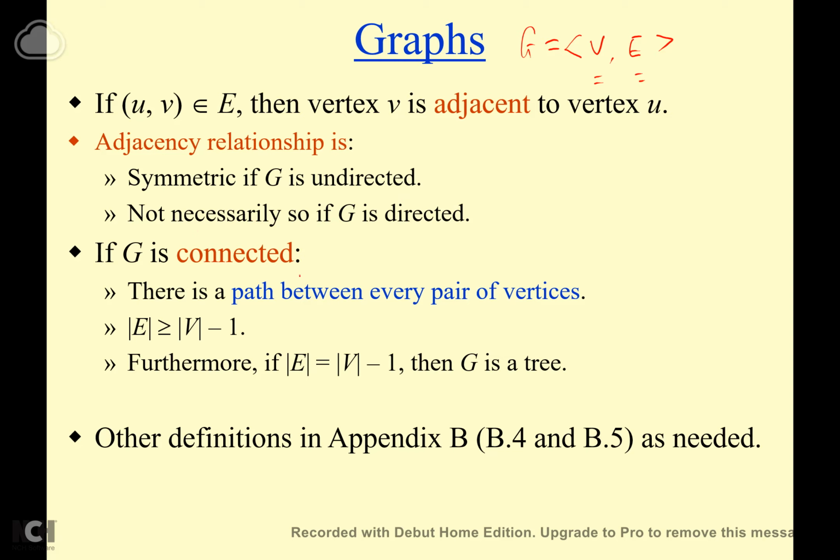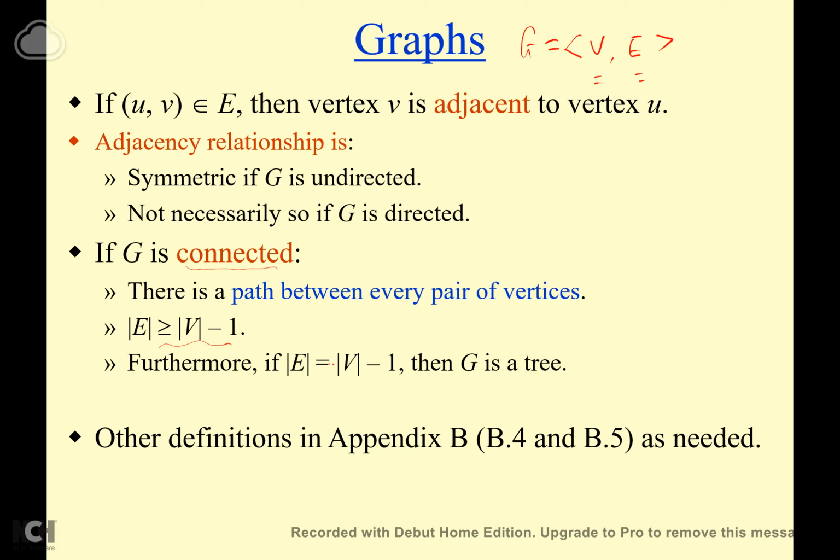If G is connected, there is a path between every pair of vertices, so E is at least V minus 1. That makes sense, right? If the graph is connected, it means for every pair you have at least one path. You could have more than one, but you need at least one. Every node is reachable.